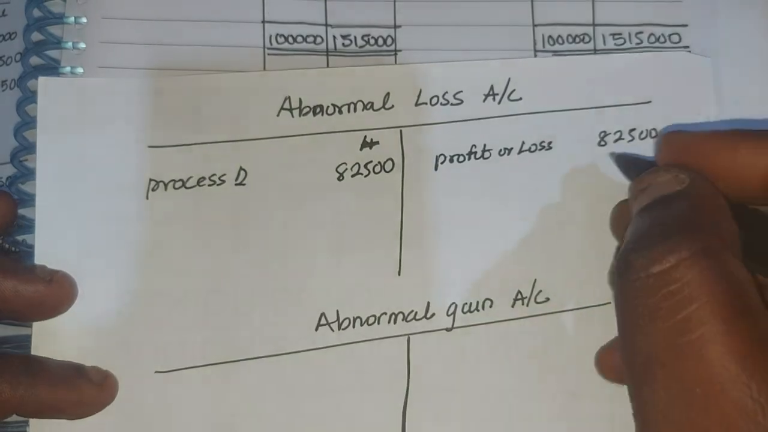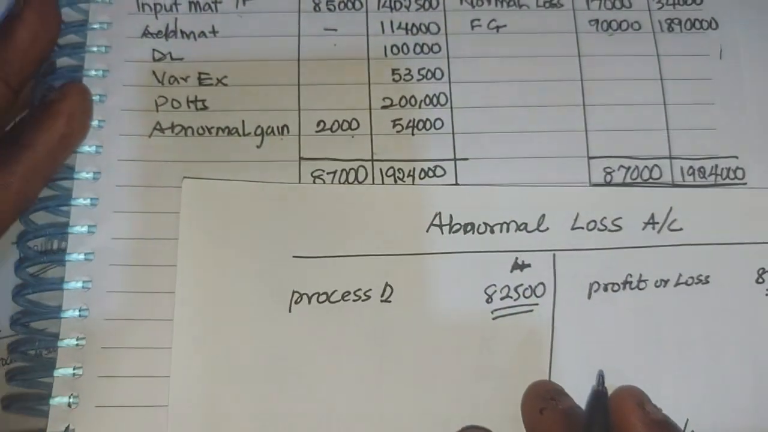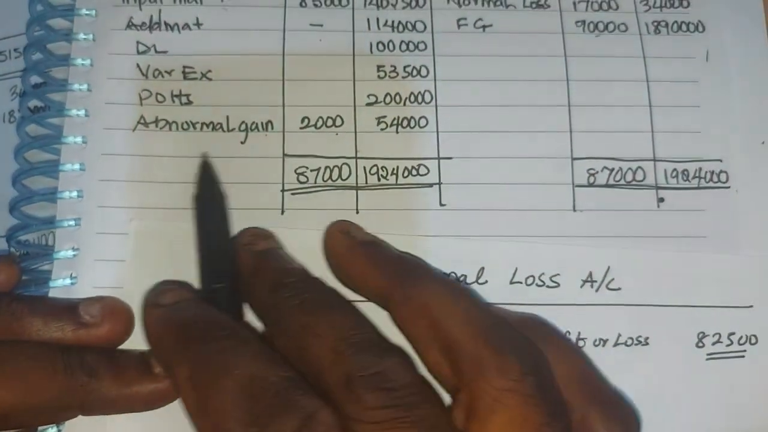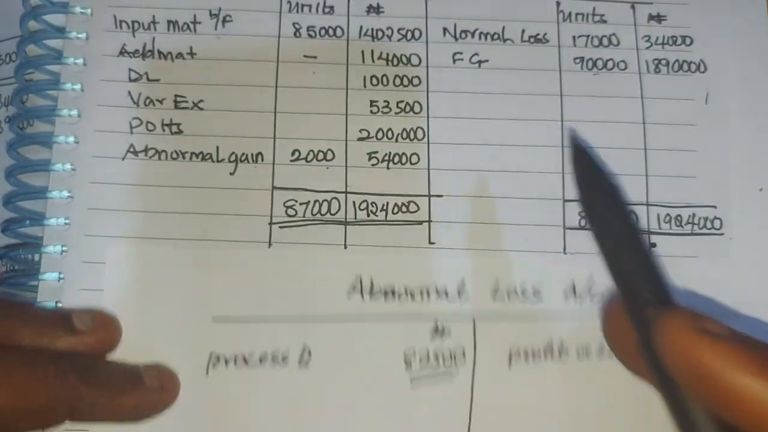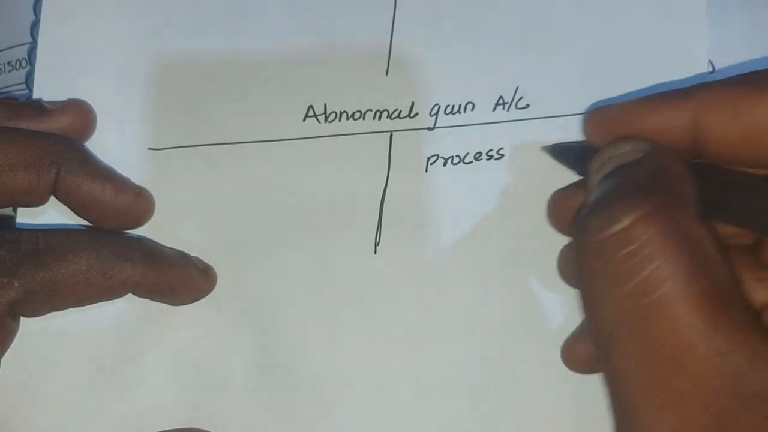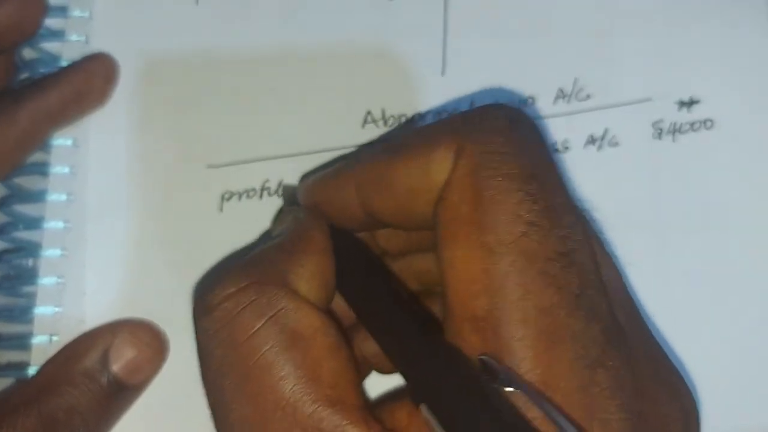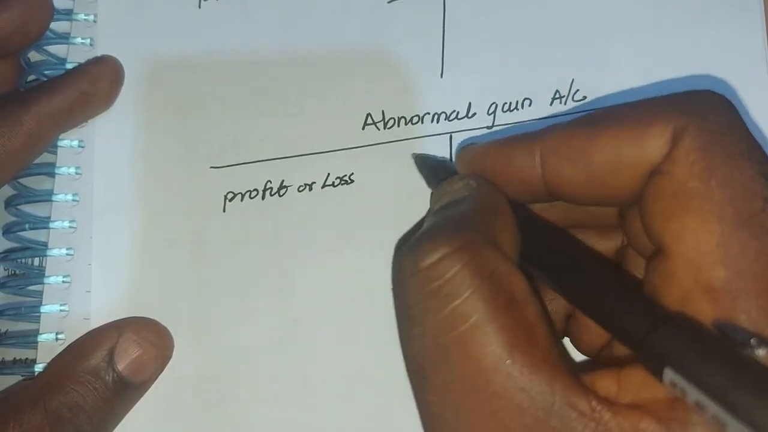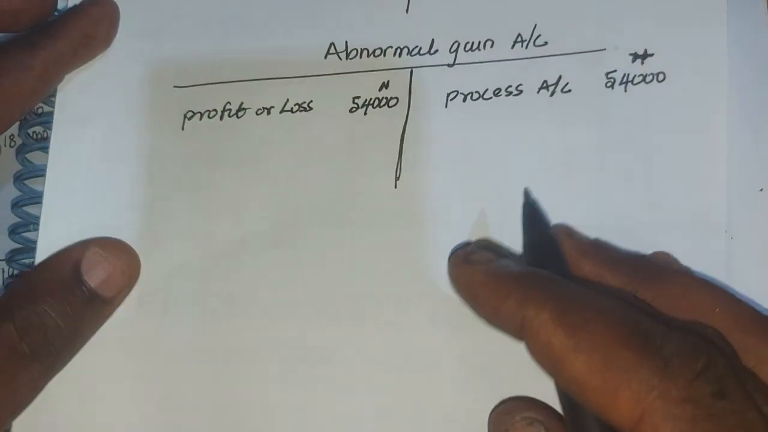Alright, class. Then for the abnormal gain, you debit the process account, that's process 3. Then you credit here and say process 3 account, and the value is 54,000. You credit this account, then you close it up to profit or loss account, that's 54,000.